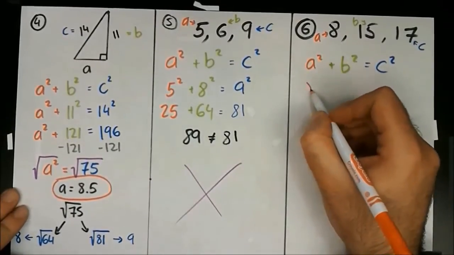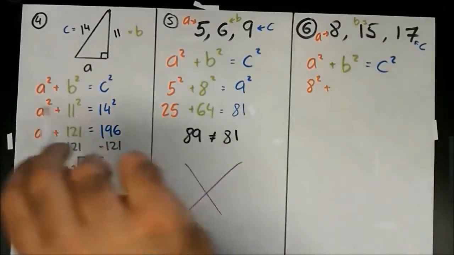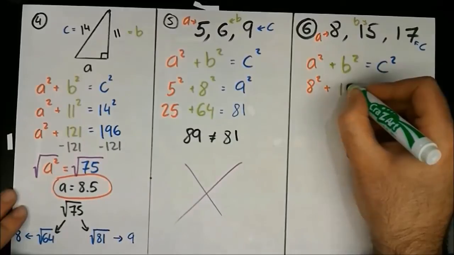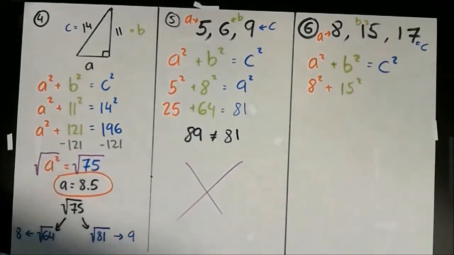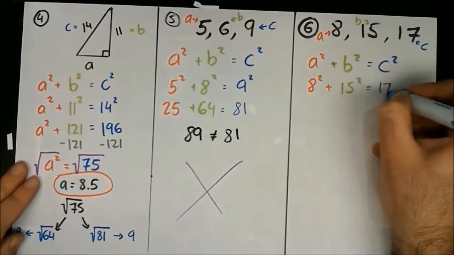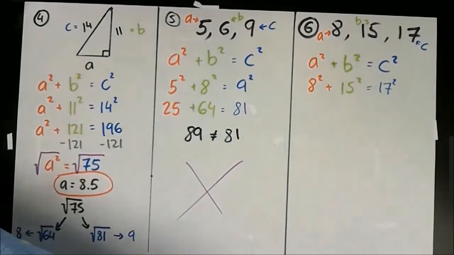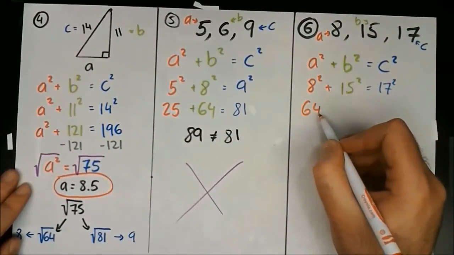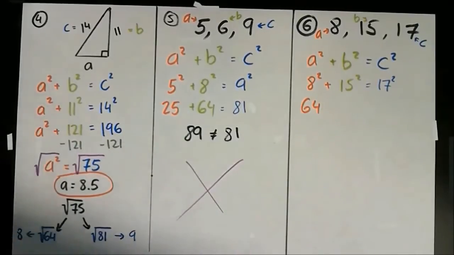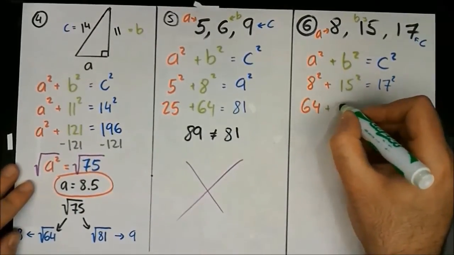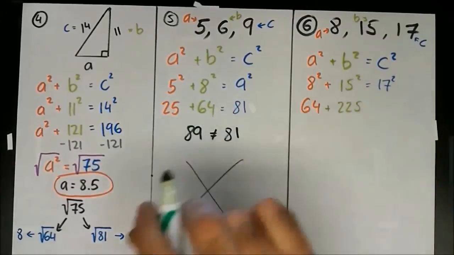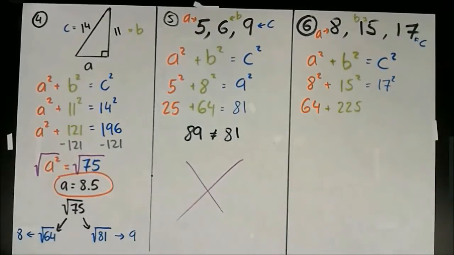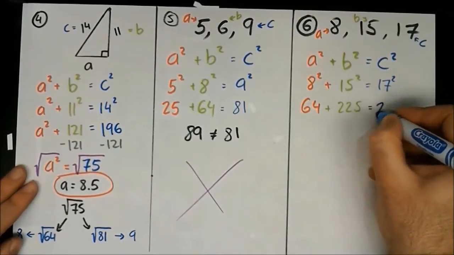Instead of A, you have 8 squared. Instead of B, you have 15 squared. Instead of C, you have 17 squared. And what is 8 squared? 64. What about 15 squared? 225. And what about 17 squared? What is 17 times 17? You guys have 289? That's awesome, because that's exactly what it is.